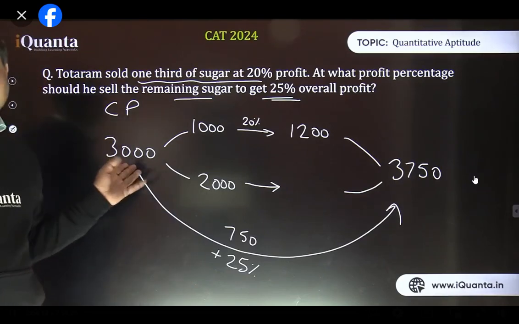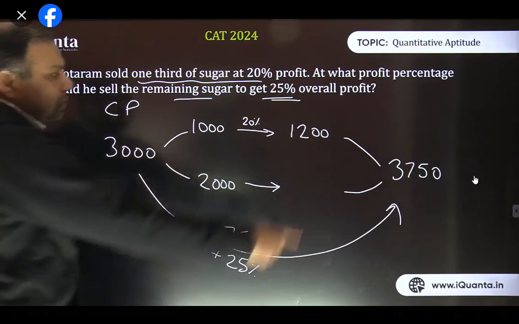Yes, it should be divisible by 3. That's why we have taken 3,000, or you can take 30 also. It's your choice. It's okay. So 3,750 should be the overall selling price.